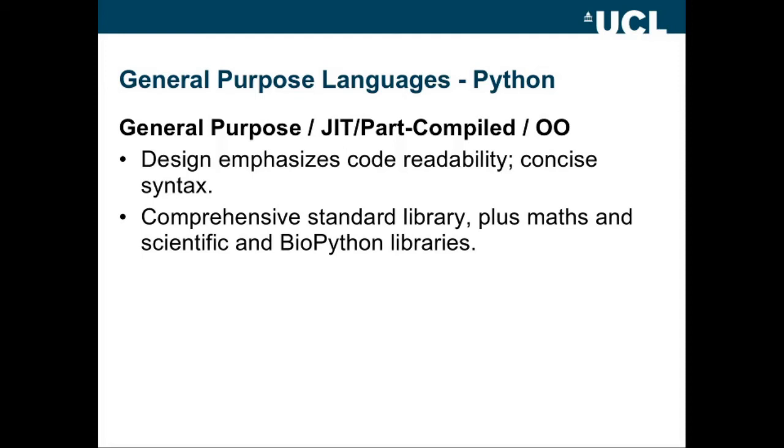The big advantage of Python is really not the language itself, it's the number of libraries of routines that come with it. So it has an extremely comprehensive standard library, which means that a lot of things that you need to do are already in the language, and that makes it very much easier. Plus there are very comprehensive maths libraries and scientific libraries, and there's a BioPython library, a bit like BioPerl, for bioinformatics type problems in Python. There are also lots of things for visualization and that sort of thing, which really makes it very, very useful.